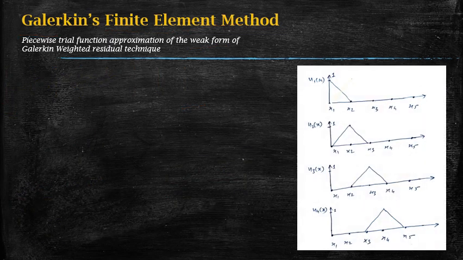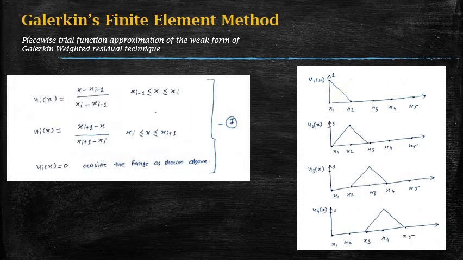Now here we show how our interpolation functions are represented mathematically. Ni of x is written like this: x minus xi minus 1 divided by xi minus xi minus 1, when the variation of x is between xi minus 1 to xi, and when x varies between xi to xi plus 1, ni of x is mathematically represented like this. Apart from this, outside this range, ni of x is equal to 0.